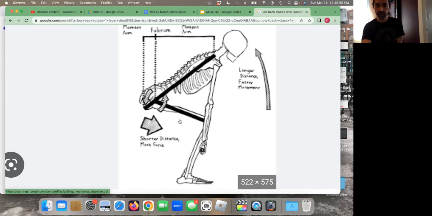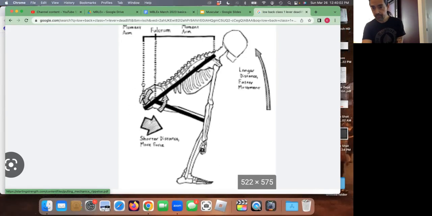The muscles are stripped away, right? So it's the hamstring muscles, the glutes, right? And then the weight is in front of the axis. So you have the muscles here. In front of the muscles is the axis or the fulcrum, and then in front of the fulcrum is the weight.